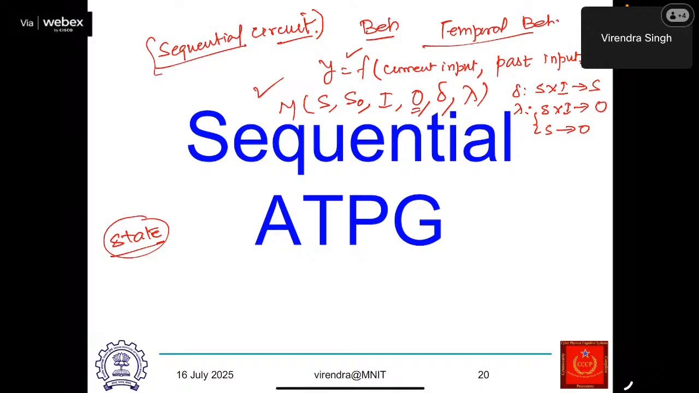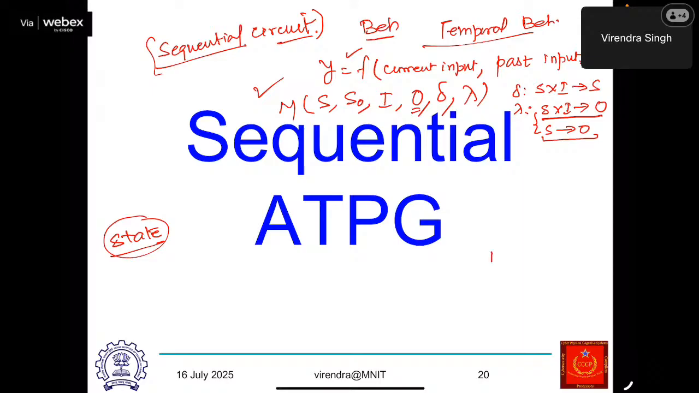The first one, wherein the mapping is from state and input to the output, is called a Mealy machine. And wherein the output is only dependent on the current state, in that case, we call it a Moore machine. Any Mealy machine can be converted into a Moore machine, and a Moore machine can be converted into a Mealy machine. This is the background of a sequential circuit.